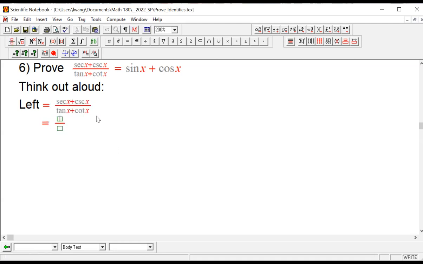And now, one by one, and in this current situation, there's not much we can do, right? So we're going to have to convert them. So secant is going to be 1 over cosine x. Cosecant is 1 over sine. The denominator tangent is sine x over cosine x, and cotangent is cosine x over sine x. We get into a complex fraction.